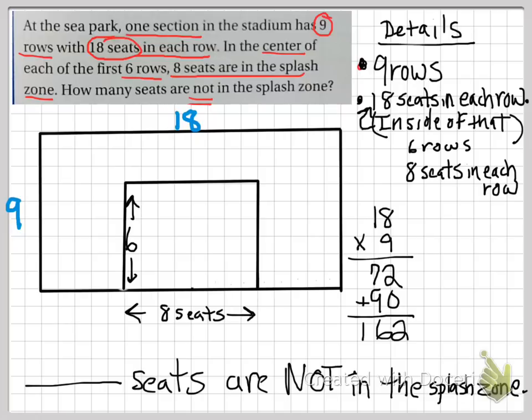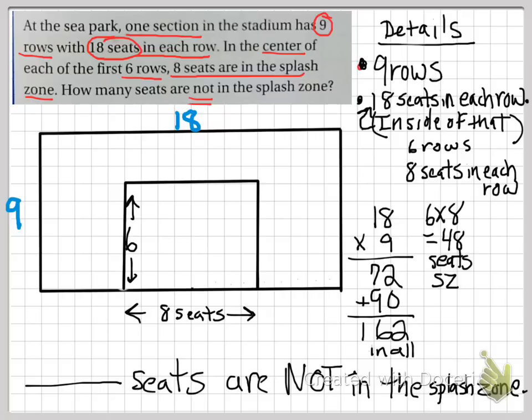But I don't want to know all of the seats. I need to take away the ones in the splash zone. So let's see. In the splash zone, we have 6 rows with 8 in each row. Well, that's a basic fact. 48 seats in the splash zone. Okay, that's in all.